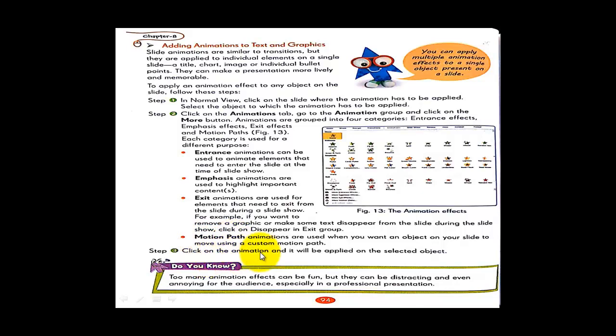Now click on the animation and it will be applied on the selected object. You have to first click on the object, then you have to click on the animation. Then that animation, whichever you choose, either it may be entrance, emphasis, exit, or motion part, it will be applied on the element which you click.